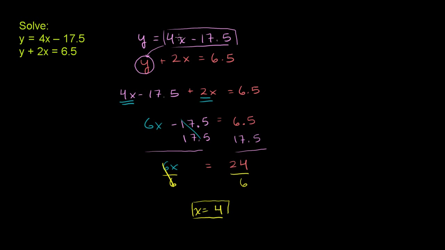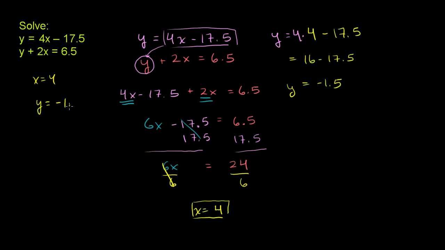So if we assume x is equal to 4, this top equation tells us that y is equal to 4 times x, which in this case is 4, minus 17.5. Well, this is equal to 16 minus 17.5, which is equal to negative 1.5. So y is equal to negative 1.5. So the solution to this system is x is equal to 4, y is equal to negative 1.5.